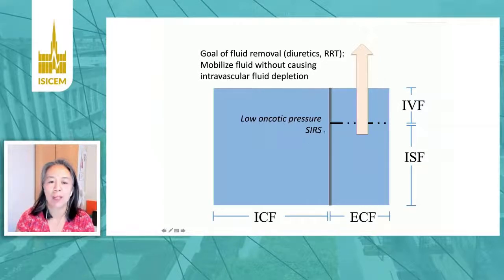And there are a number of reasons, including low oncotic pressure and the systemic inflammatory response and high cytokine levels, that can make this barrier between the interstitial and intravascular spaces quite leaky, and it may be difficult to promote fluid recruitment into the intravascular space.